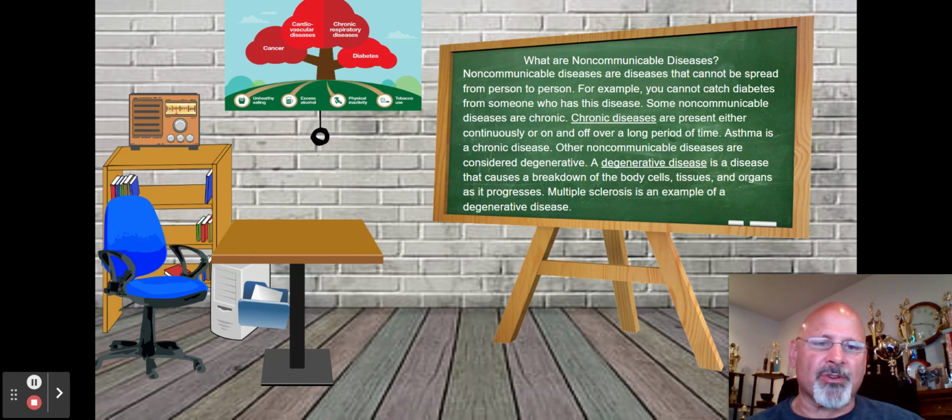Other non-communicable diseases are considered degenerative. A degenerative disease is a disease that causes the breakdown of the body's cells, tissues, and organs as it progresses. Multiple sclerosis is an example of a degenerative disease.